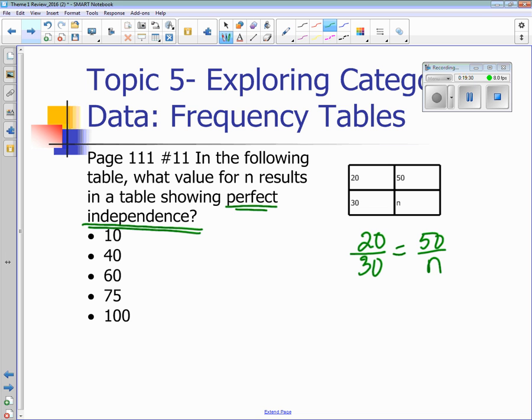Anna did 20 out of 50 is 30 over n. Perfectly okay. Did you do that, Anna? Okay, I thought you did. It gives you the same thing. There are lots of ways to write the proportion, but perfect independence means you're doing this. So you just cross multiply, and the answer is 75.